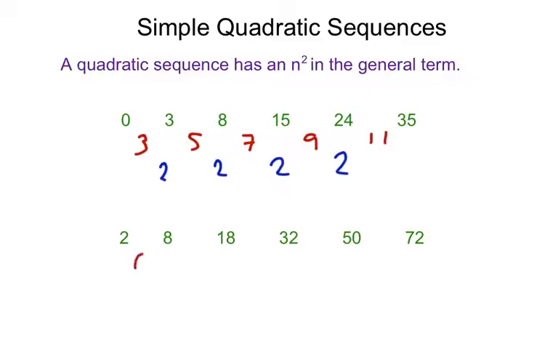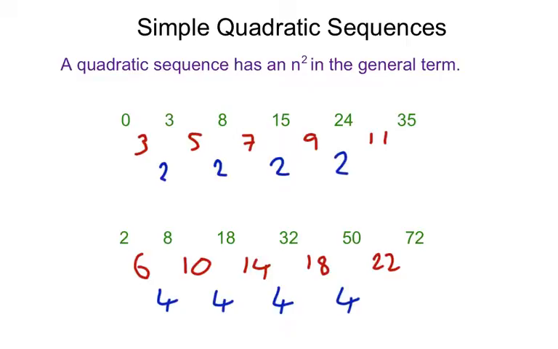With this second one, it starts off with 6, then 10, then 14, then 18, and then 22. And once again that gives us second differences, which are this time always 4, but the important thing is all the second differences are the same. So both of these are quadratic sequences.